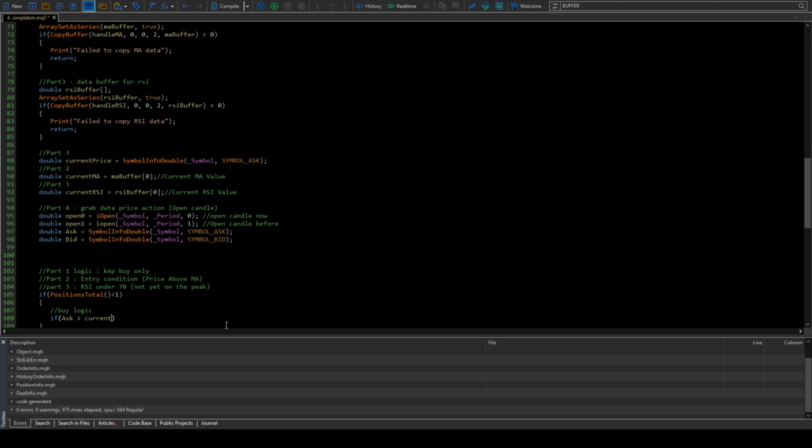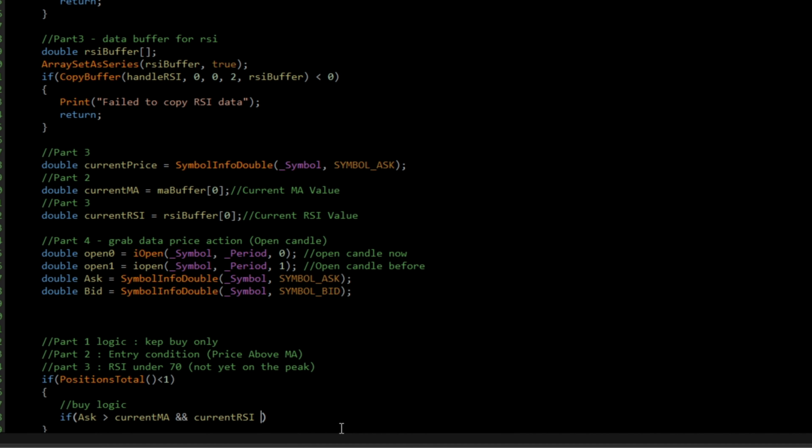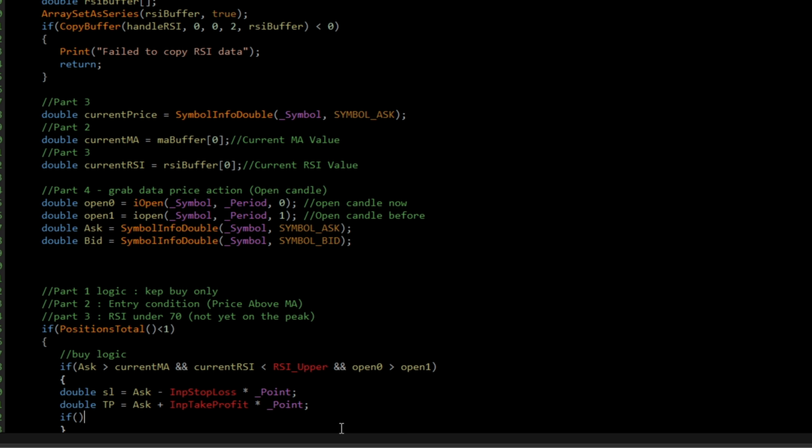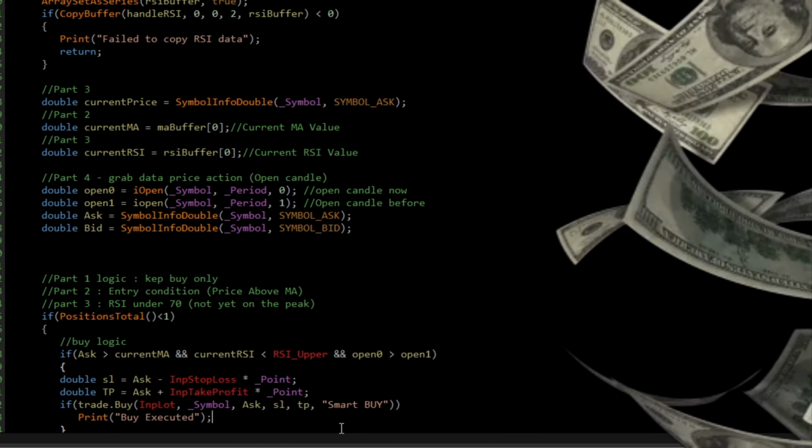Now, let's look at the code. Pay attention to this line. If ask is greater than current MA and current RSI is less than RSI upper and open 0 is greater than open 1. In plain English it means, hey bot, you're only allowed to buy if the price is above the major trend of MA 100. You haven't run out of steam, meaning RSI is below 70 and the current candle opened higher than the previous one.